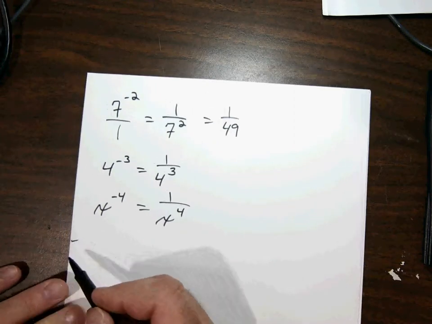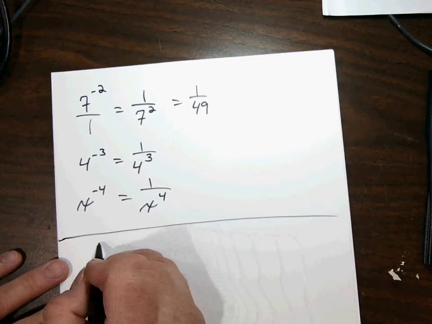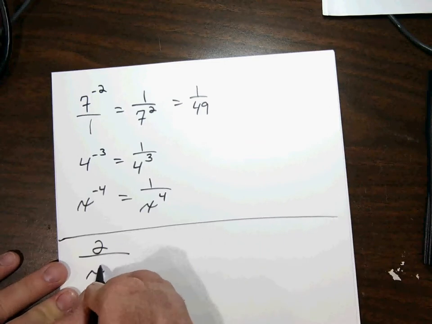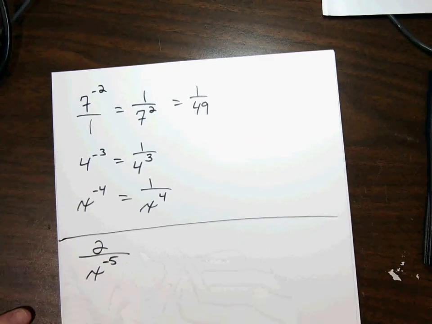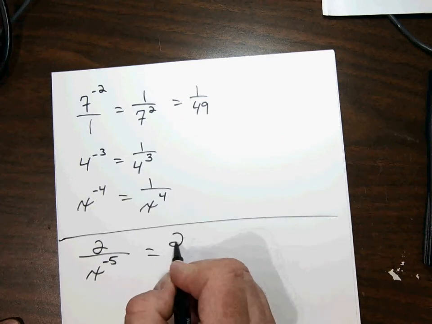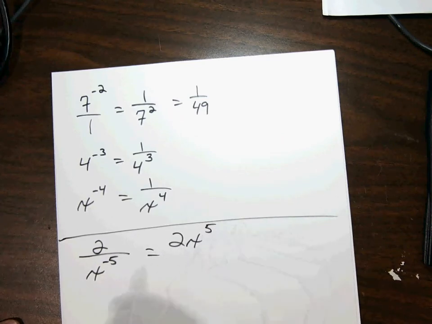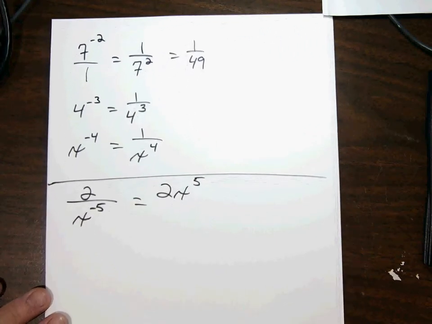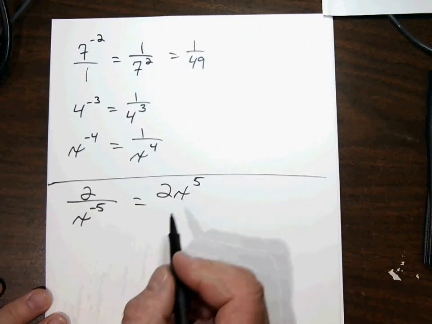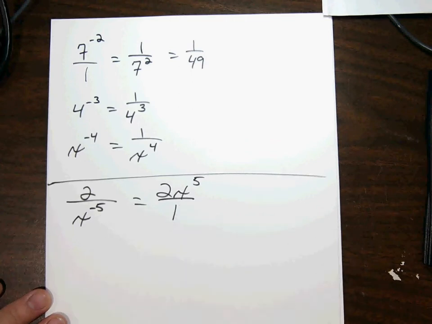What if it's already downstairs with a negative exponent? In other words, what if it's 2 over x to the negative fifth power? Well, I'm just going to move it up to the other part of the fraction, and it will become 2 times x to the positive fifth power. It was in the denominator, now I moved it to the numerator. There's nothing left down there. You could show a 1 down there if you want. But I moved it because it had a negative exponent.